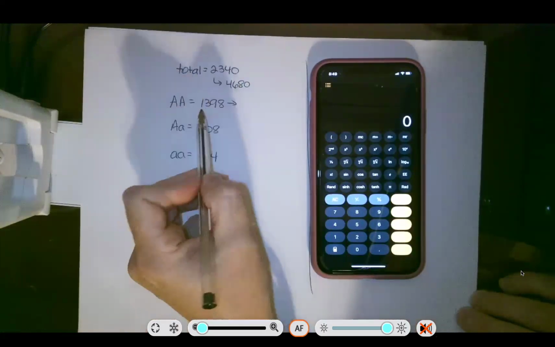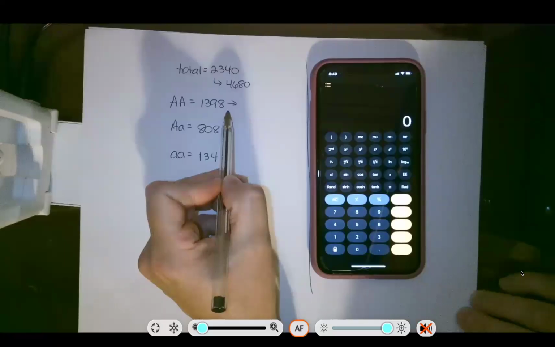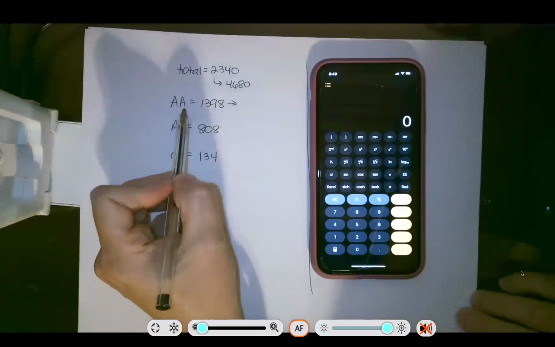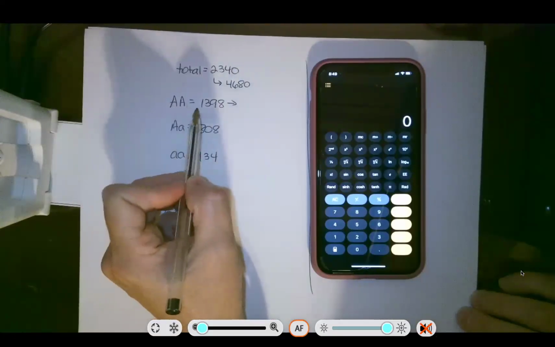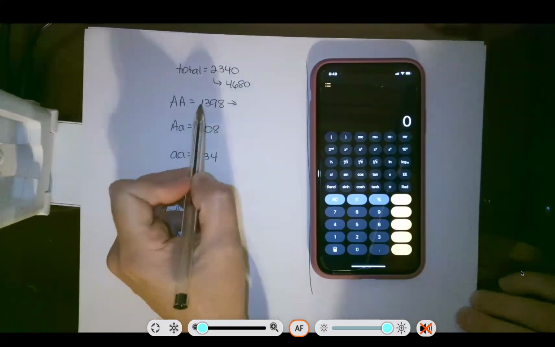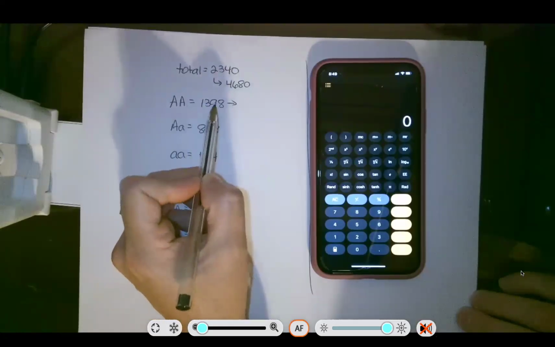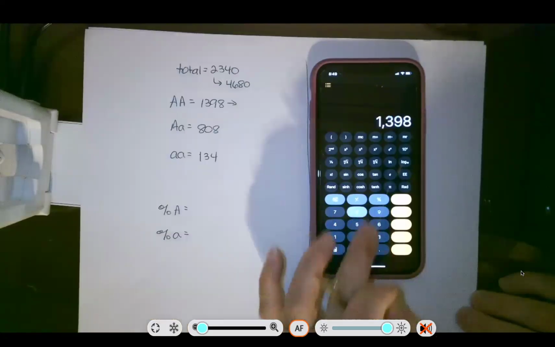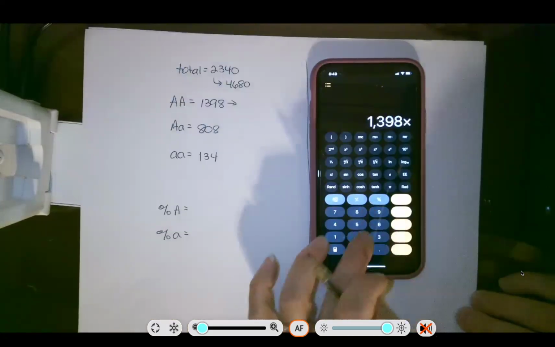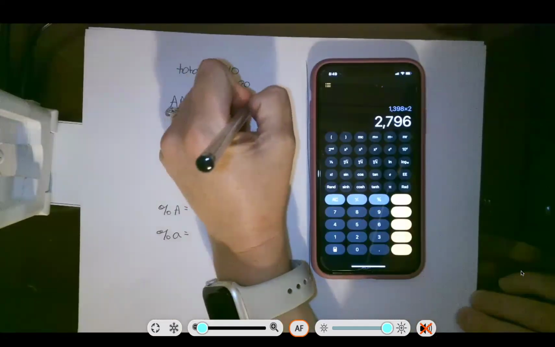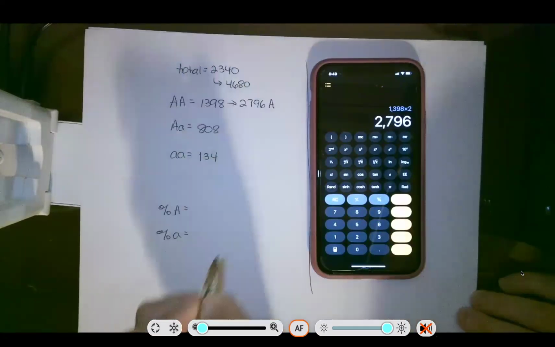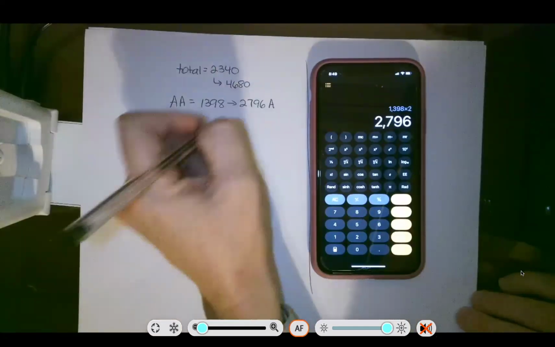Then I need to look at these. So these 1,398 bunny rabbits each have two big A's. So for each one, there's two big A's, so I need to multiply this times 2. That is 2,796 dominant alleles in that group.